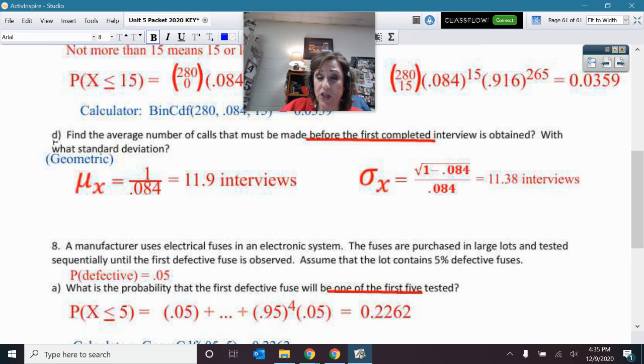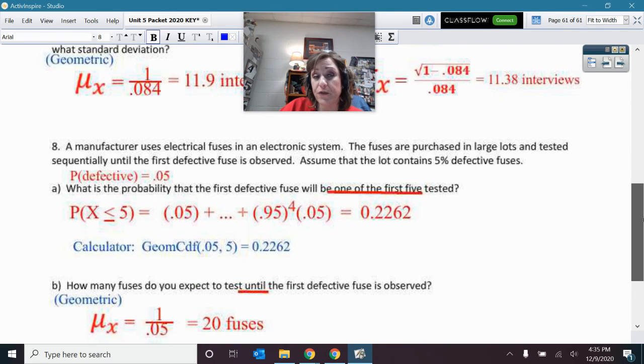So that's geometric because we're going until we get a success. So that formula is 1 over p. So I'm going to have to do about 11.9 interviews before I'm successful, with this formula for the standard deviation.